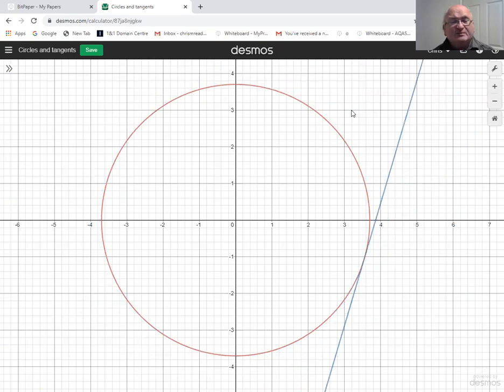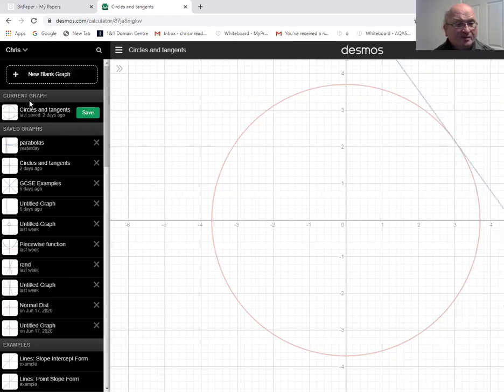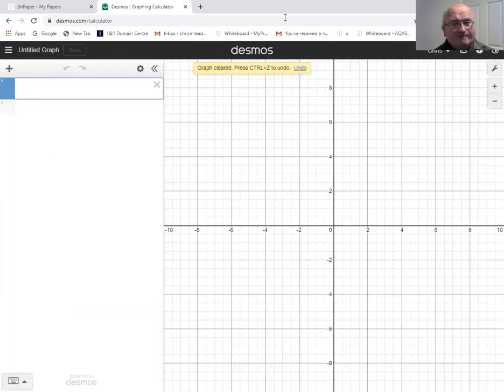My name is Chris. In this video we're going to be using my new favourite website, which is Desmos, to try and recreate this pattern of a circle with a tangent to that circle which is rotating around the circle. So, first thing to do is to start with a new blank graph.